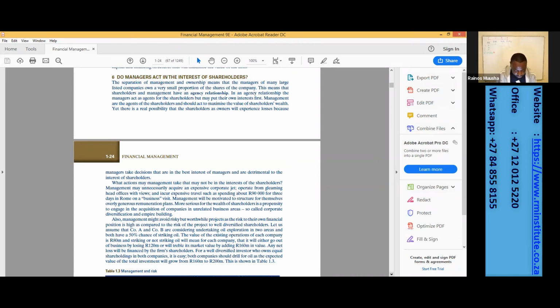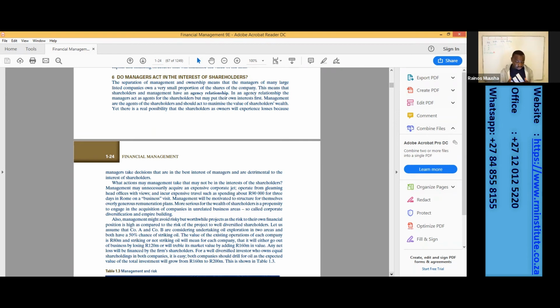All right, so looking at section 6, they ask: do managers act in the interest of shareholders? Here they say the separation of management and ownership means that the managers of many large listed companies own a very small portion of the shares of the company. So this means that shareholders and management have an agency relationship. When it comes to the question of whether managers act in the interest of the shareholders, this is where an agency problem arises, when the interest of the manager does not go in line with the interest of what?